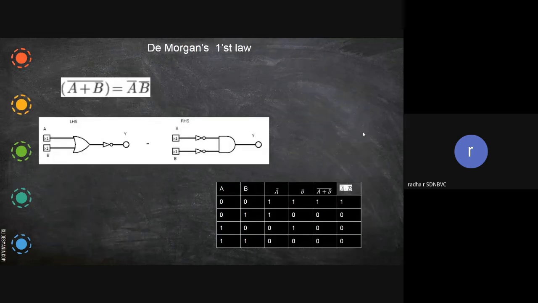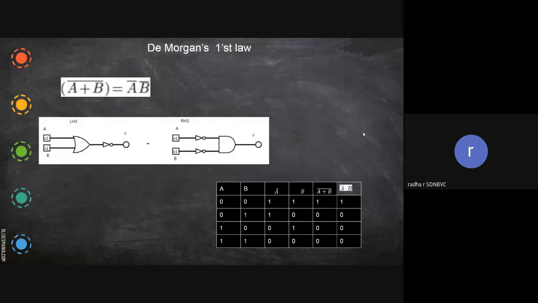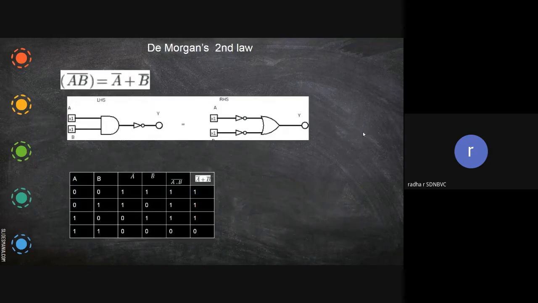Now we'll go to De Morgan's first law. We have seen so far the commutative law and the associative law. I think we haven't seen the distributive law yet. Okay, after we see De Morgan's, we'll go for the distributive law. There are two laws for De Morgan. A plus B the whole bar equal to A bar B bar. The next one is AB the whole bar equal to A bar plus B bar.